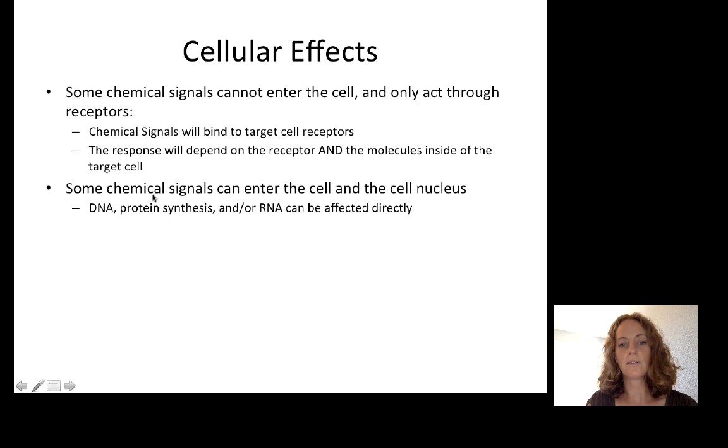Some chemical signals, though, can actually enter the cell. They're lipid soluble. They can get through the plasma membrane. They'll get into the cell. They don't need a receptor, and they can actually affect the cell directly. When they do that, they can not only affect the molecules inside of the cell, proteins and other things inside of the cell, they can actually get directly into the nucleus, which has its own membrane, but again, that membrane is a lipid bilayer, and they can affect the DNA directly. They can also affect from that DNA transcription or protein synthesis and RNA.